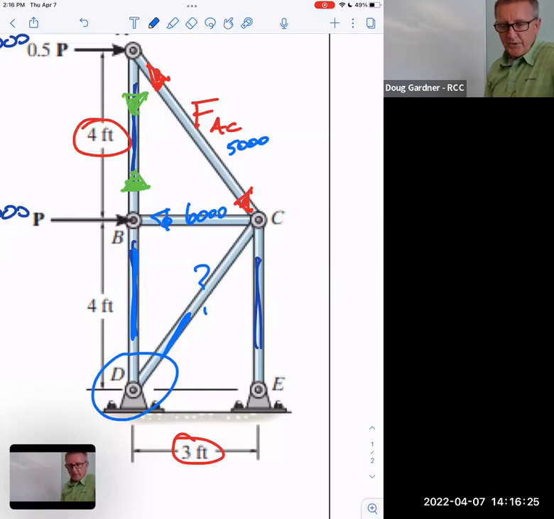That's a good point. Could you go to C and do the sum of the forces in X first, which would allow you to get this member here? Yes, you could do that, and then switch to the sum of the forces in Y. Good observation. Remember, if this was for a living, you might want to check both directions and make sure you got the same answer.